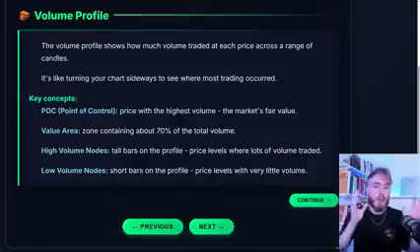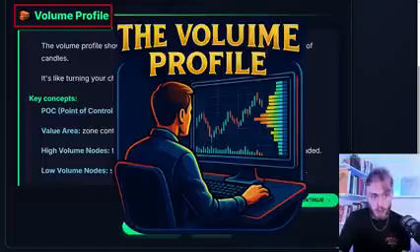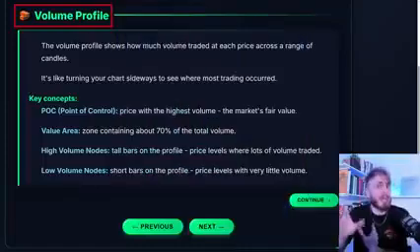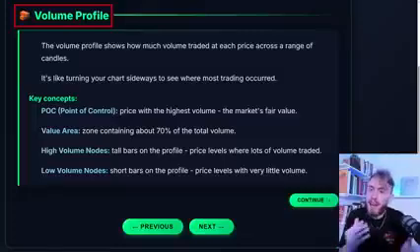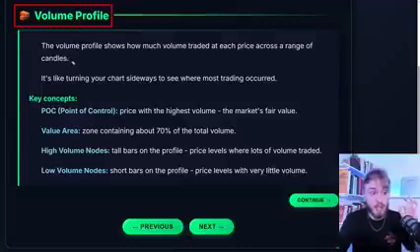Alright, so the next order flow trading tool you need to know about is the volume profile. The volume profile is actually pretty similar to the volume footprint, but you have a little bit more flexibility when it comes to volume profiles. And you will understand why very soon. But first of all, what is the volume profile?